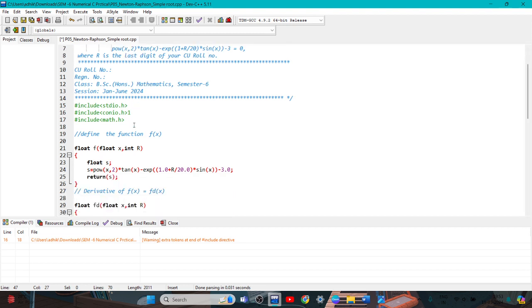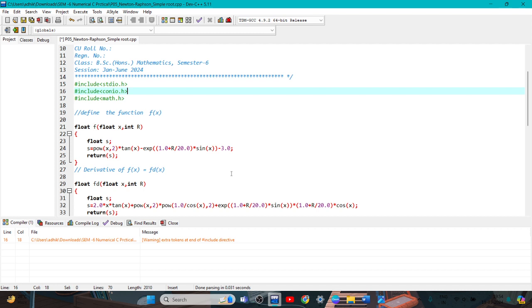This is the C program. We include stdio.h, conio.h, and math.h. First we define the function f(x). This is a float type function: float f, and the arguments are float x and integer r. Float s, where s is pow(x, 2) into tan x minus exp(1 plus r by 20) into sin x minus 3.